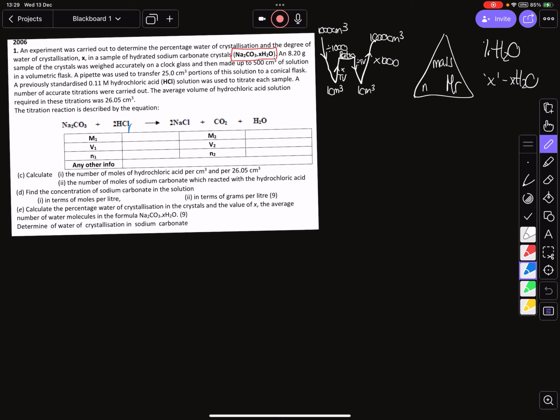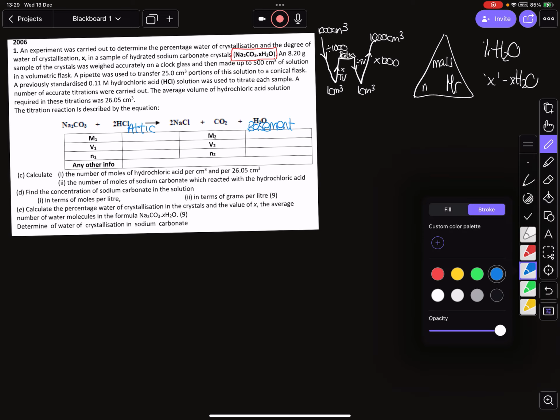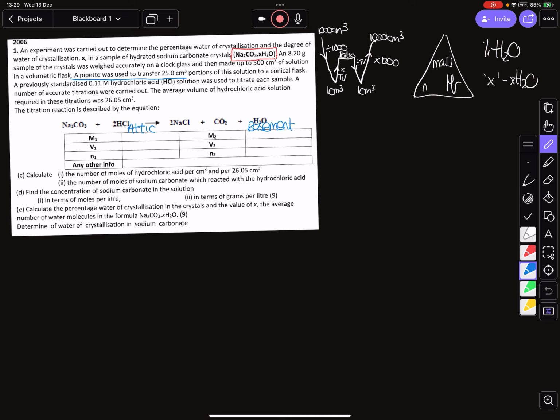So first thing we always do is we say attic and basement, and when we look at the basement, we're trying to find a whole number that could be measured out using a pipette. And if we read across this line, we have 25 centimeters cubed of this solution. So we just have a read back, and this 25 centimeter cubed refers to this here. So in my basement, we have sodium carbonate. So when we titrate, it's just going to be the sodium carbonate, not the water of crystallization attached.